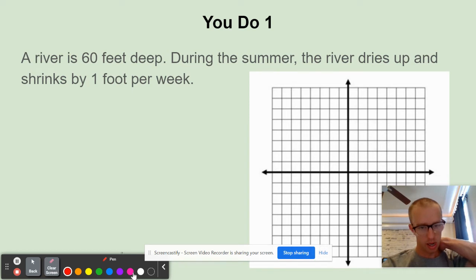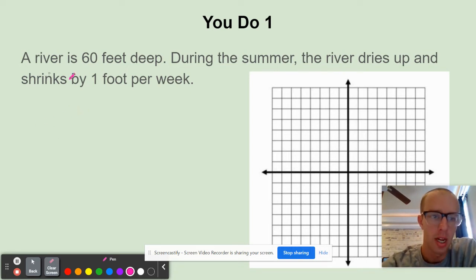Hopefully you've paused and completed this on your own. We're going to solve this you-do together now. The river is 60 feet deep. During the summer, the river dries up and shrinks by 1 foot per week.